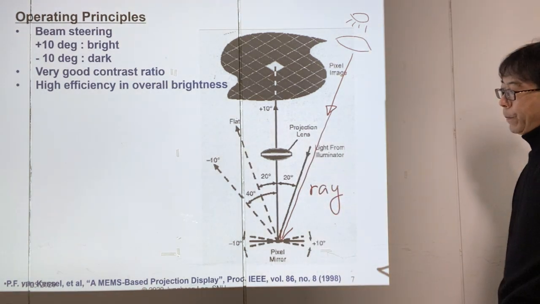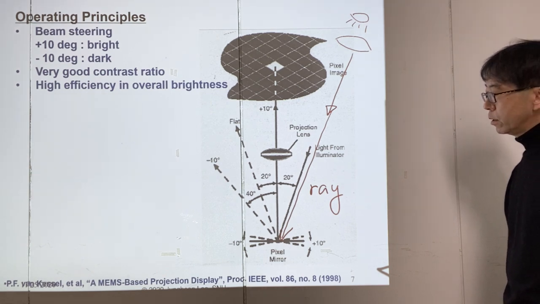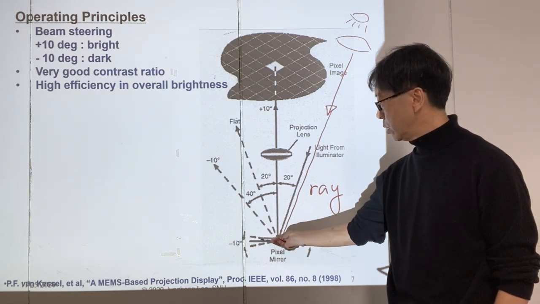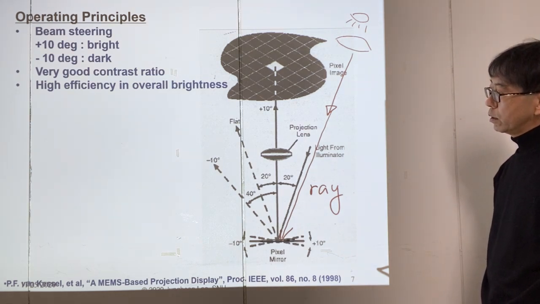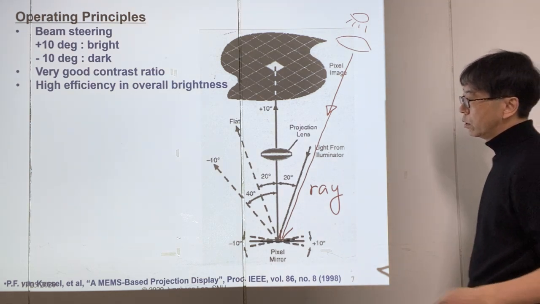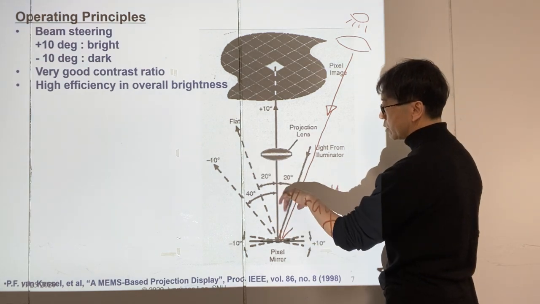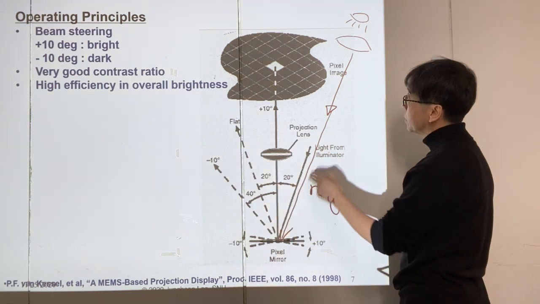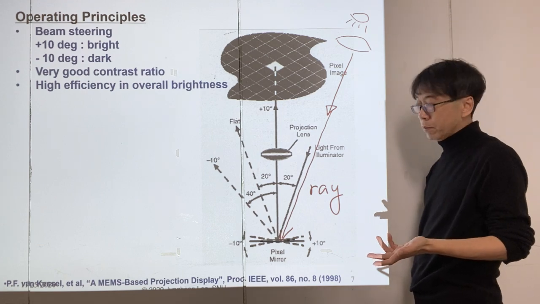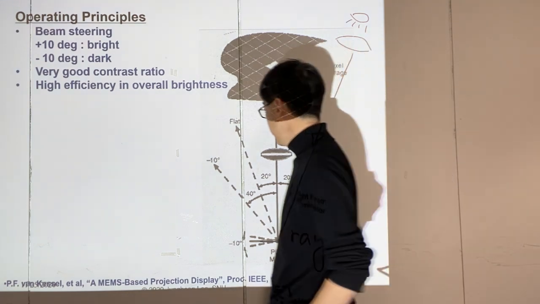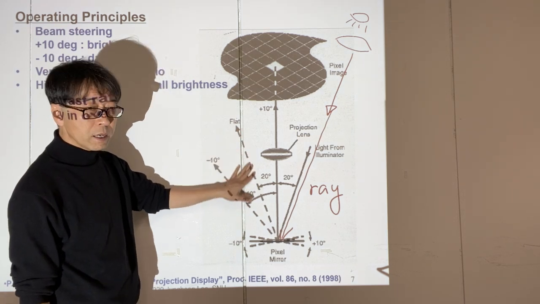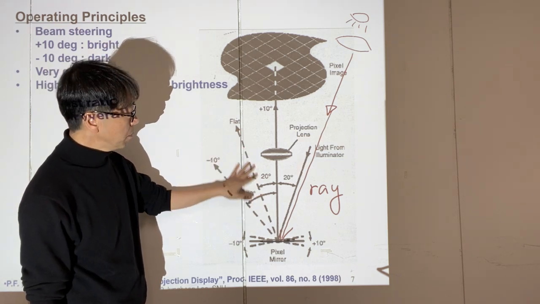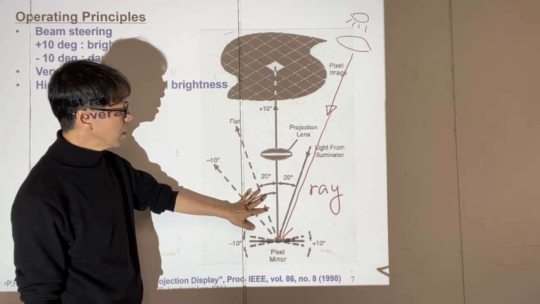Ray of illumination. Okay? And initially, if you just leave your mirror like this, well, the light will be reflected by the same angle of entry. And the angle of entry is 20 degrees by design. So the angle of reflection will be 20 degrees as well. And this is kind of ambiguous. Why is it ambiguous?